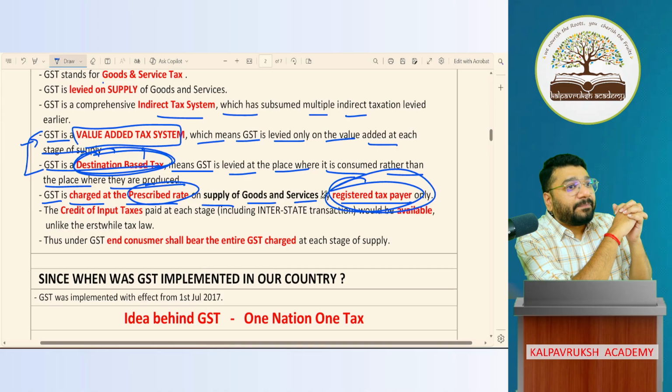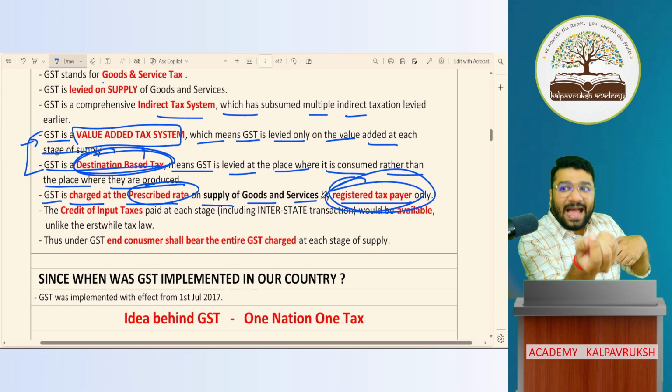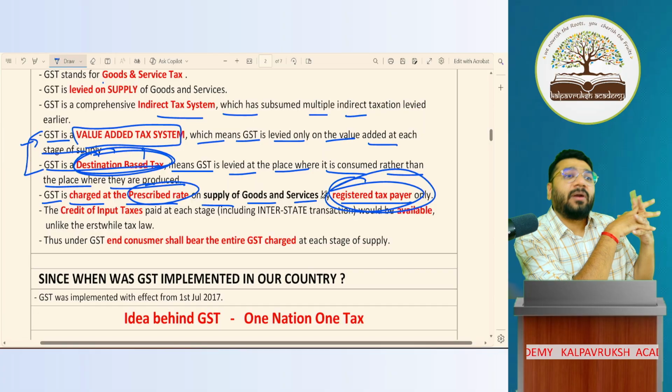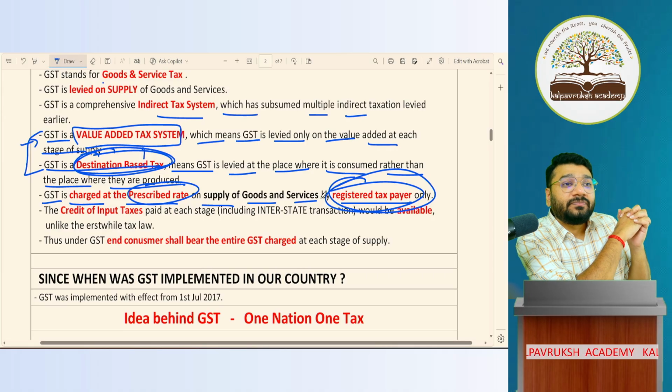You know what is the beauty? He was never registered with the government. He said GST is applicable, give me, and then he took that tax from you and put it in his pocket. Many people did this. In 2017-18, a lot of people did it. And people got caught also.